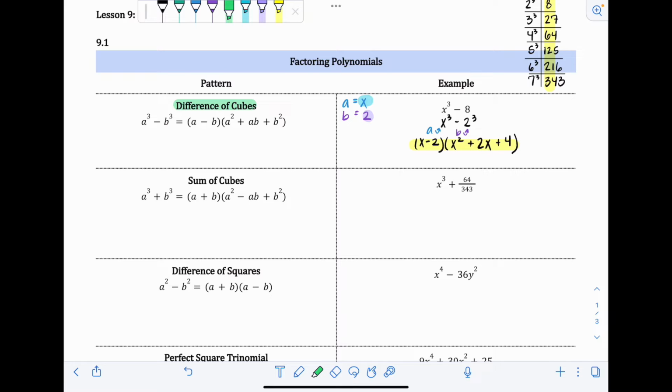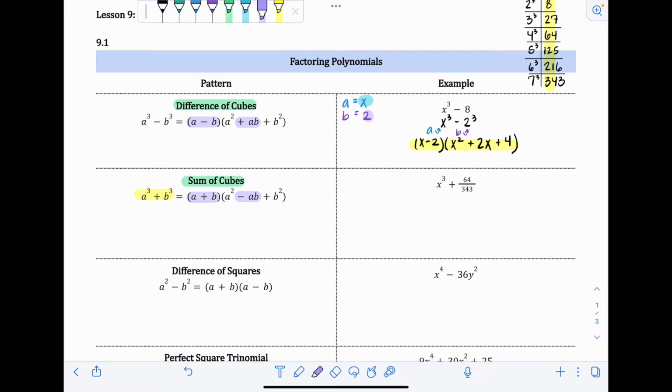Our next pattern is the sum of cubes. It's almost exactly the same. There's a couple signs that are switched. It's one perfect cube plus another this time because sum means to add. The only things that are different between difference of cubes and sum of cubes are that difference of cubes is a minus b right there, while sum of cubes is a plus b first. And then in the second parentheses, this is a plus ab versus this is a minus ab.